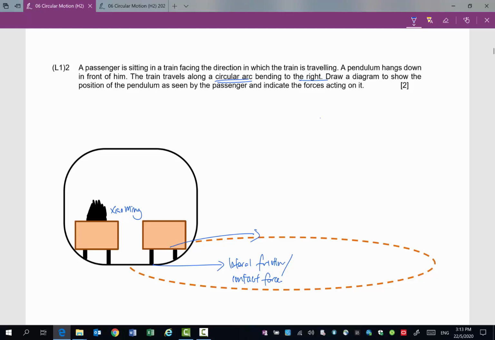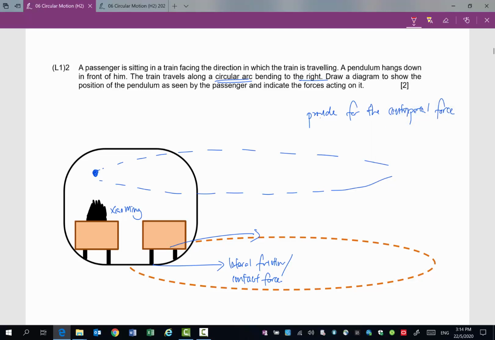And in front of Xiaoming, there is a pendulum. So if the train is moving in a circular motion bending towards the right, I must also remember that the pendulum must also be moving in a circular motion, also bending towards the right, since the pendulum is part of the train. And as I mentioned just now, for anything that is moving in a circular motion, there must exist a force to provide the centripetal force. So in this case, what could possibly be that force?